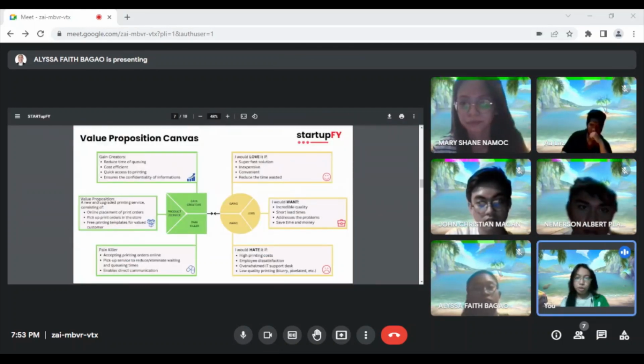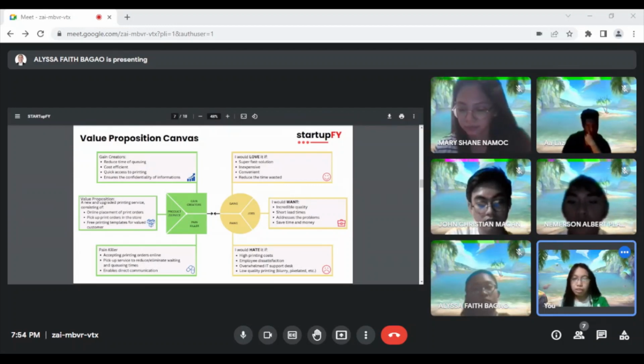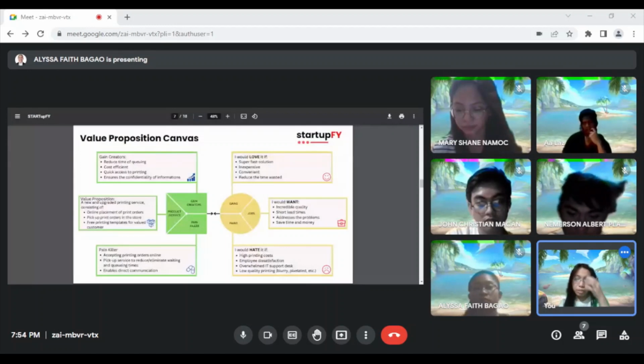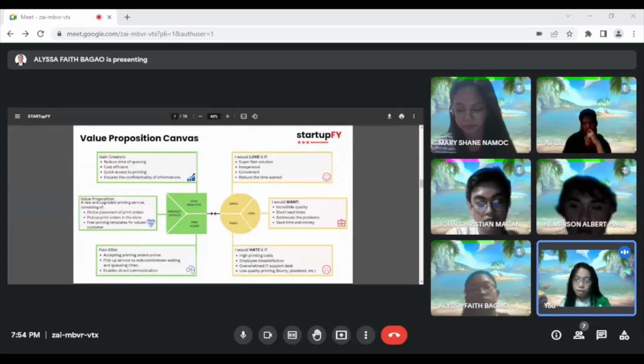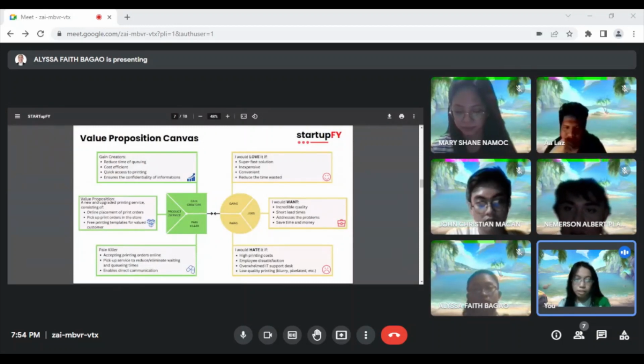So in order to showcase how SprintPrint would address the needs of the customer, here we present our VPC or our value proposition canvas. Starting from the right side of the canvas is the customer profile. It describes those three in the circle: customer jobs, gains, and pains.